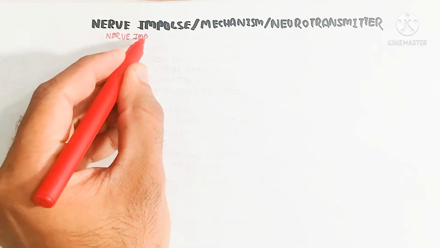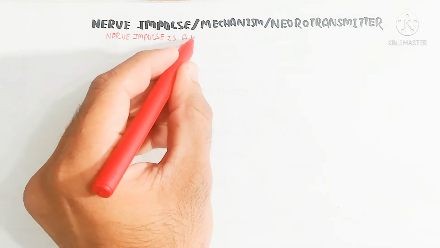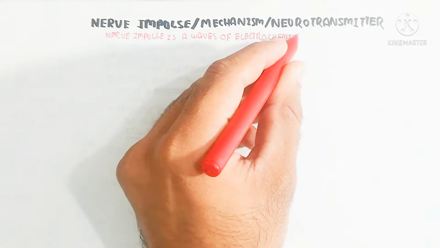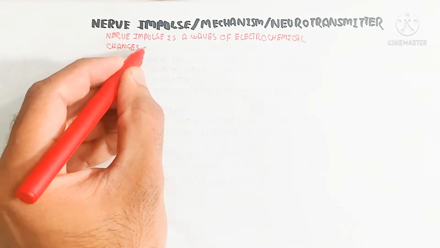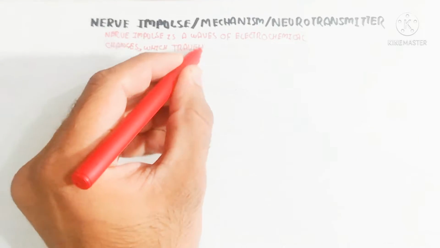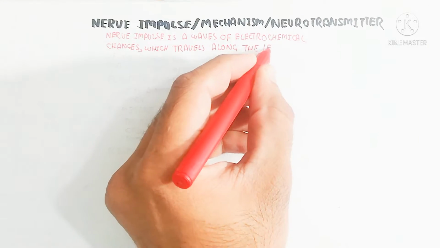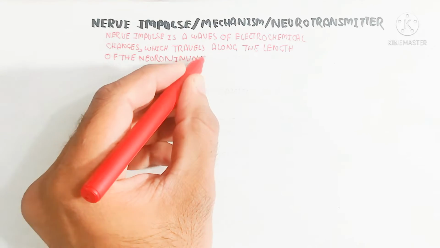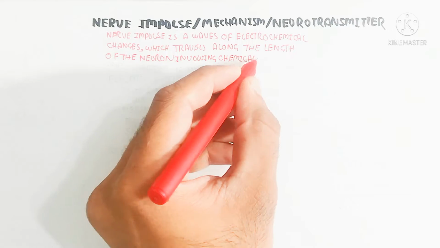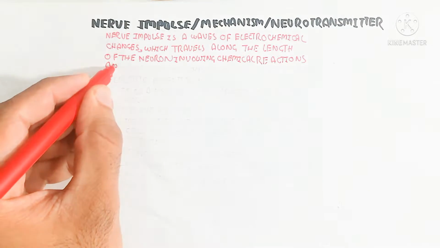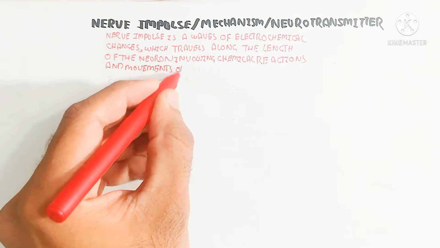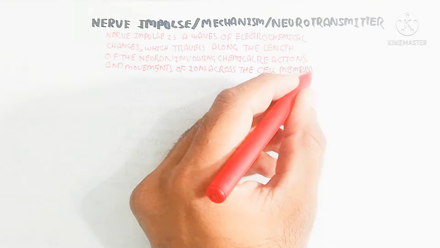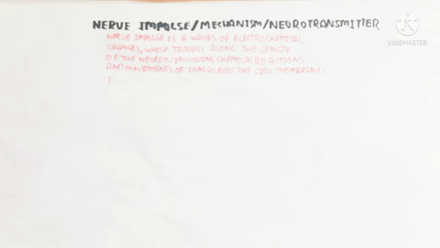So we will discuss first the nerve impulse, which is a wave of electrochemical changes in the cell membrane, in the axon of the neuron, which travels along the length of the neuron, involving chemical reactions and movement of ions across the cell membrane. That is why it is known as the nerve impulse. And it is related to the electrical potential.